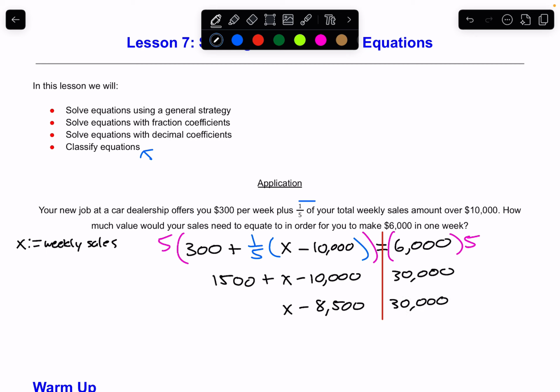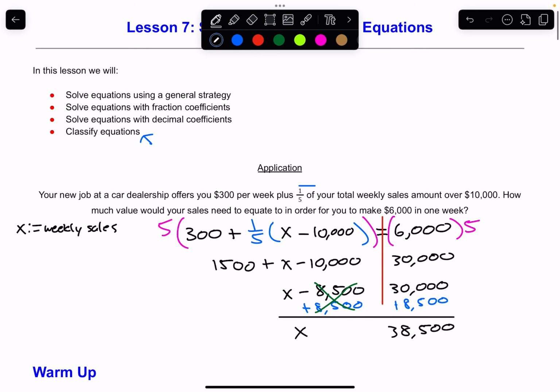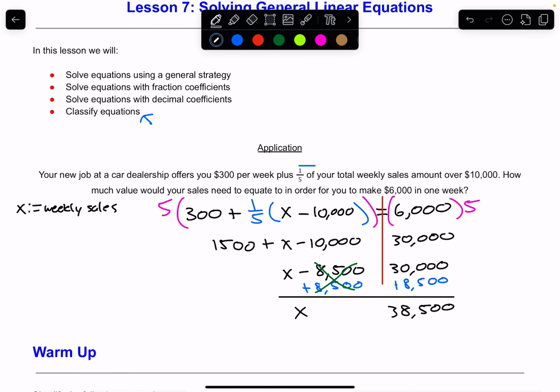other side. So if we go ahead and take that 8,500 and add it over to the other side, we're going to get our answer for X, which is that in order to make $6,000 in 1 week, we are going to have to sell, so have X be equal to $38,500. Okay, so when X is equal to $38,500, we will make $6,000 in that week.